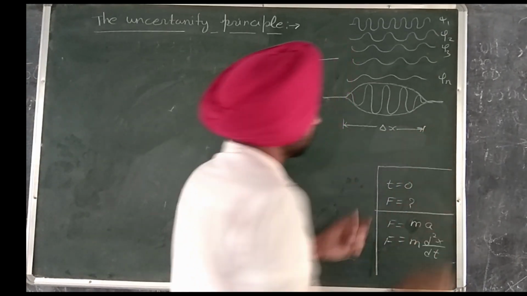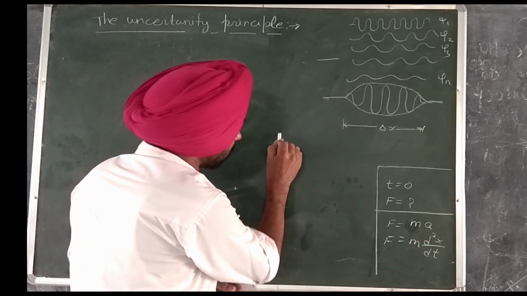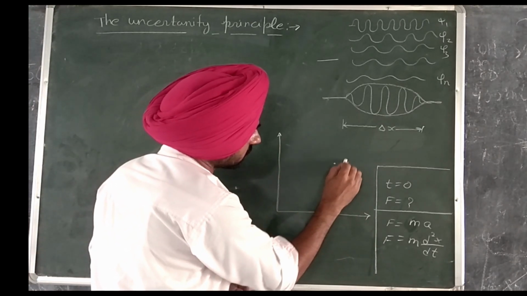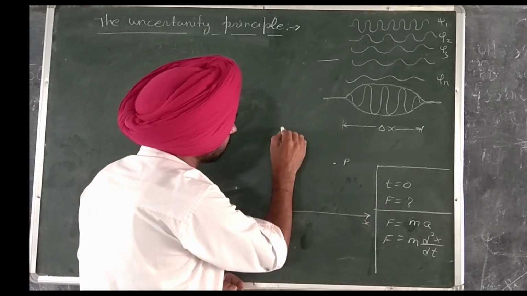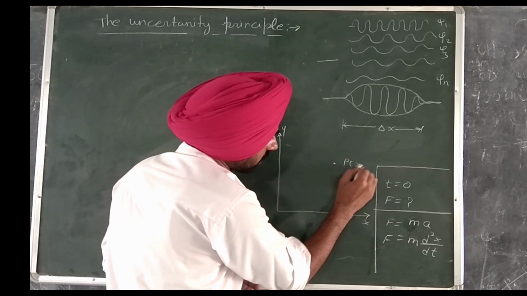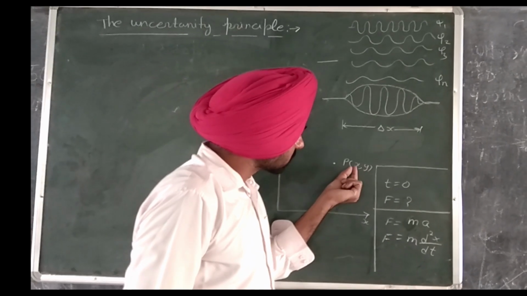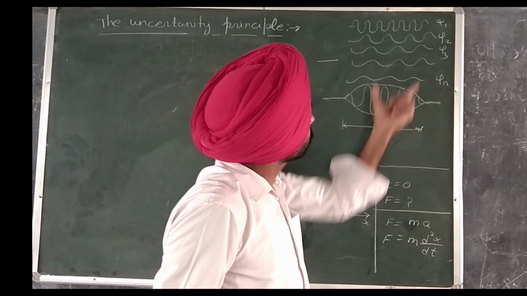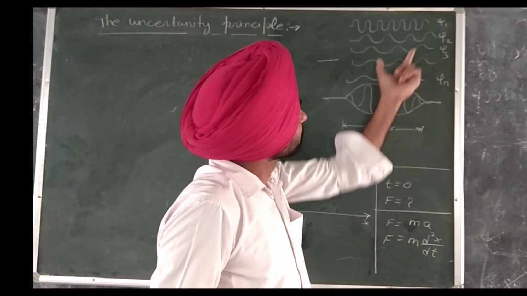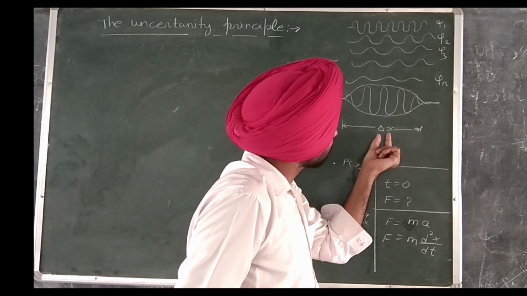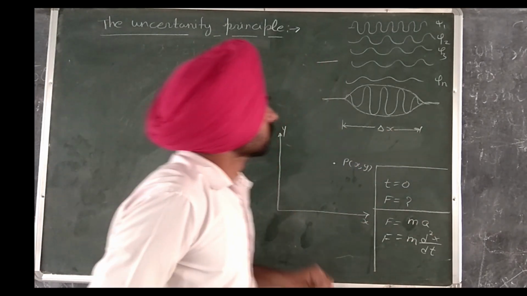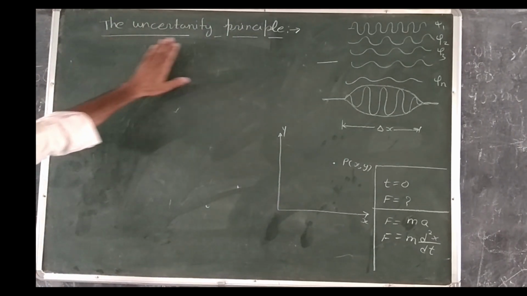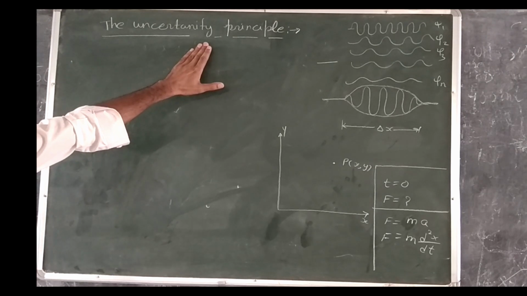But in classical mechanics, the position of the particle is precise. Suppose the particle is at point P in the xy plane, so the position coordinates of the particle are x and y. There is no uncertainty delta x in finding the position of the particle, but quantum mechanically, due to wave particle duality, the position of the particle is not certain, that is delta x. So Heisenberg stated a principle which is known as the Heisenberg uncertainty principle, or the uncertainty principle.